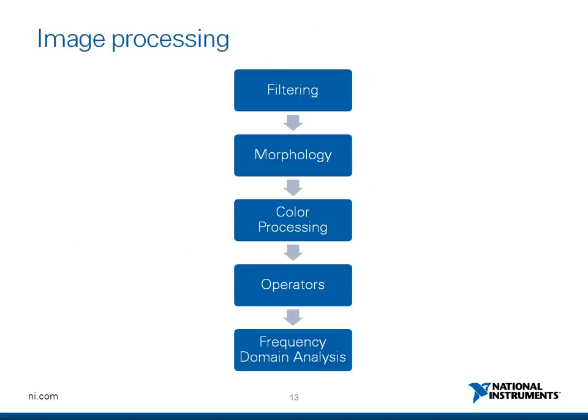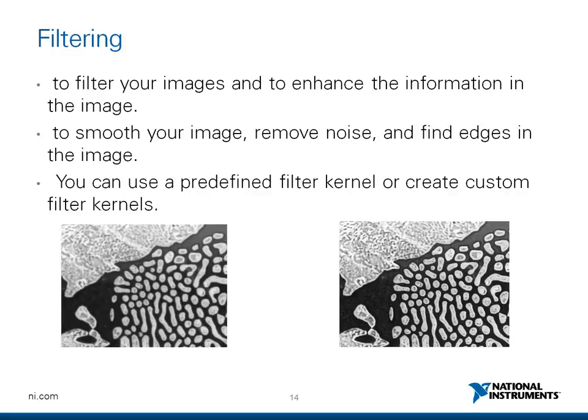Now let's go to image processing, which is the second step. Image processing consists of functions such as filtering, morphology, color processing, operators, and frequency domain analysis. These are a few to name, but these are the very basic and generic ones. Today I will discuss a few of them which will be required in the VI that we will develop. The first one that we'll require is filtering. Let us have a brief look at filtering.